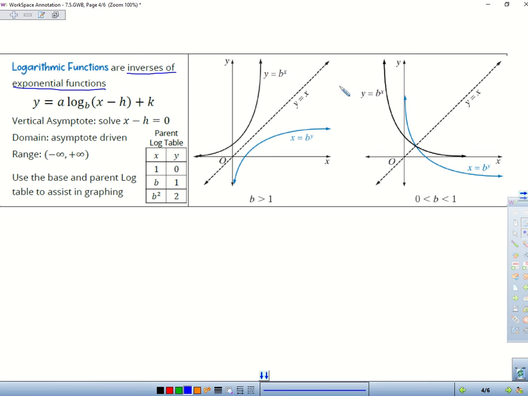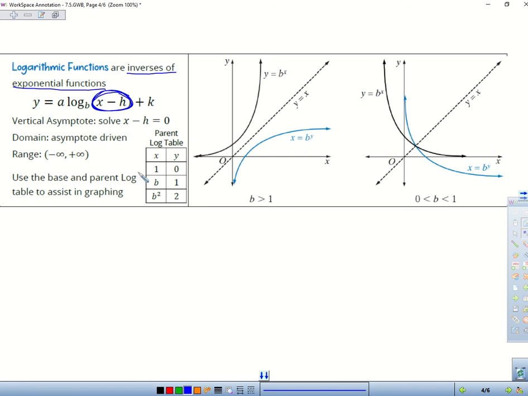So we learned that in an exponential function, the domain is all real numbers. So in a logarithmic, the range is all real numbers. In an exponential function, we learned that the range is asymptote driven. So the domain of a logarithmic function is asymptote driven, because with inverse functions, the x and the y are flipped, which means the domain and range are flipped as well. To find the vertical asymptote, you simply set whatever's inside these parentheses equal to 0 and solve for x.